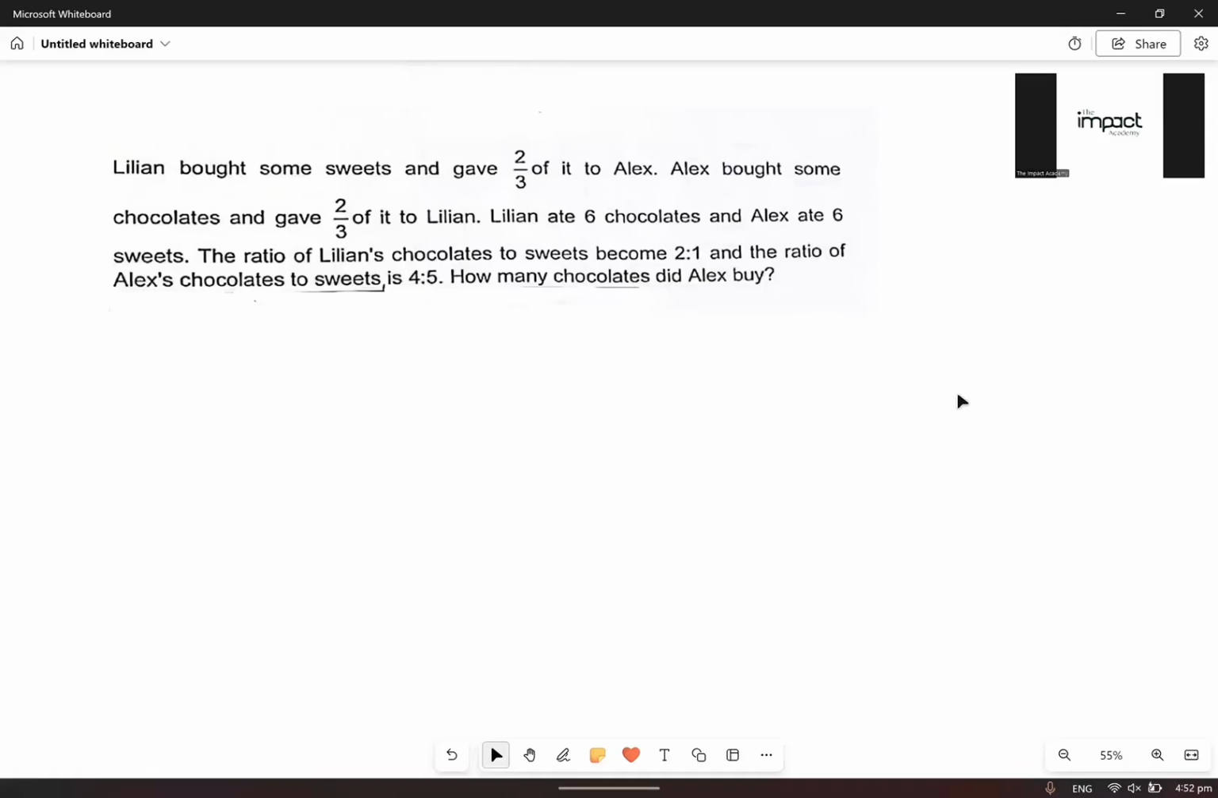We have to write the question. As you can see over here, Lily bought some sweets and gave 2/3 of it to Alex. Okay, so what I want to do is, again, this is definitely a B and A, right? True? This is 100% a B and A. All right, so we are going to have sweets.